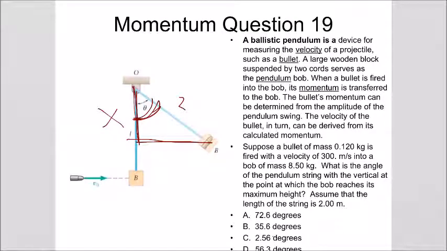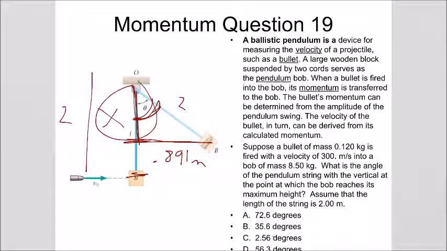And what we're going to do at this point is think about what we already know. We know the distance from here to here is the height that our box raised to, and that was 0.891. We know this whole distance is the length of the string, 2 meters, which means this distance x right here is going to be 2 minus 0.891. So that gives us 1.11 meters. So that's this distance here.